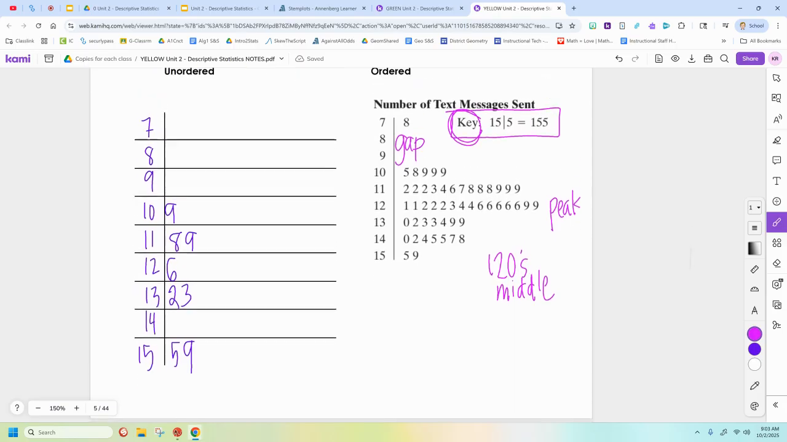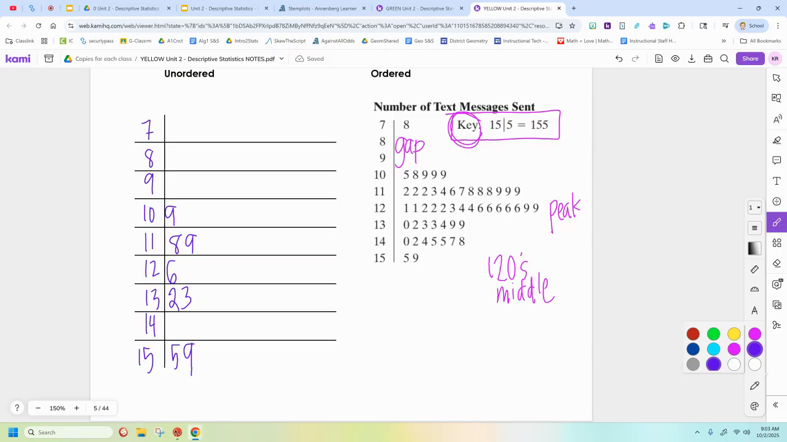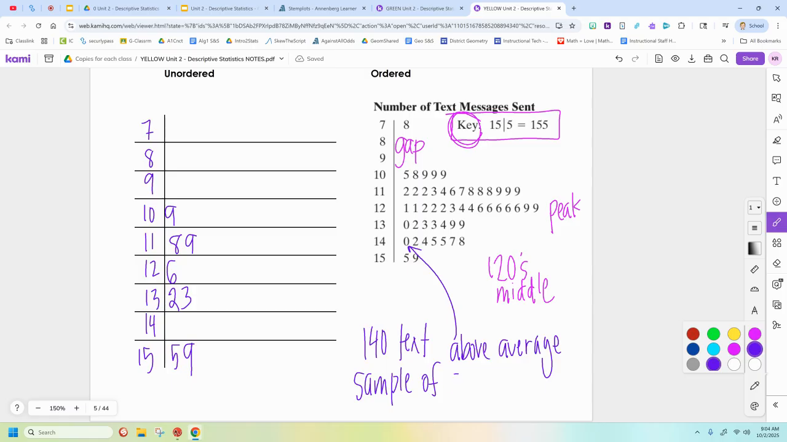At any rate, the next thing we could say is, say I met somebody on the dorm floor and they had 140 text messages for the week. I would say, oh, they are kind of above average. So you can estimate a single person's behavior based on looking at this small data set. Remember that this is a sample, a sample of college kids on one floor.